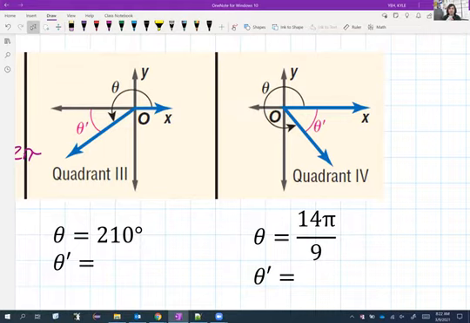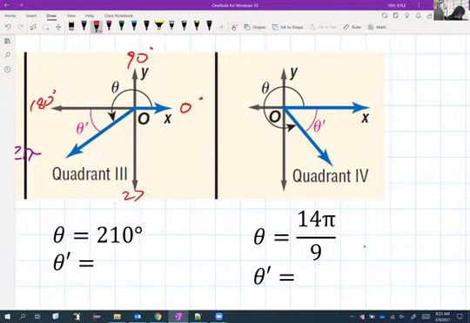And by now you have done just that. You have paused it, given it a shot, and here we go together. 210 degrees. We know that this was 0, 90, 180, and straight down is 270, so we're not there yet. So 210 falls in quadrant 3.